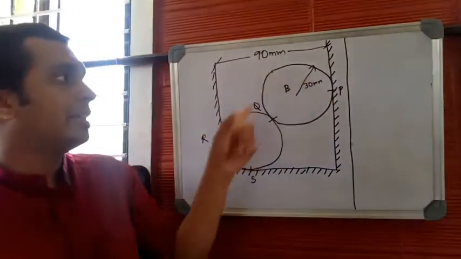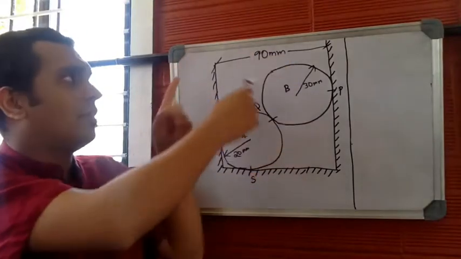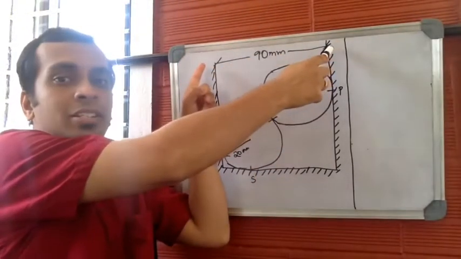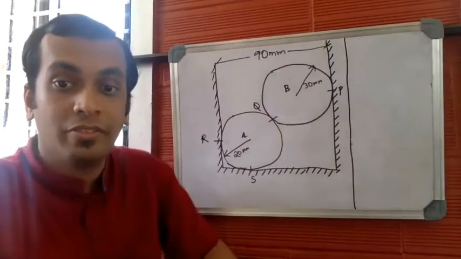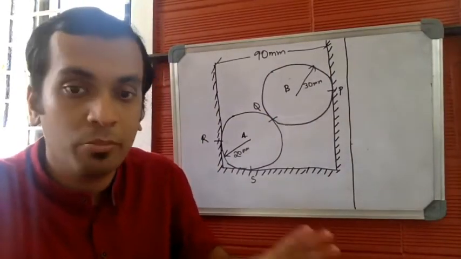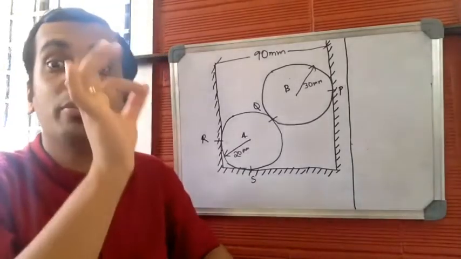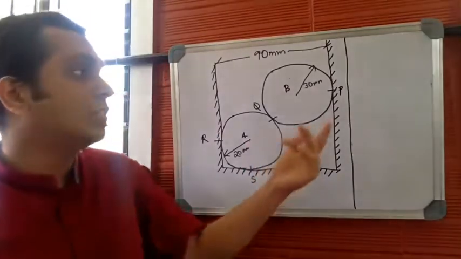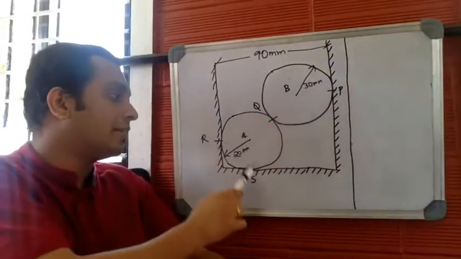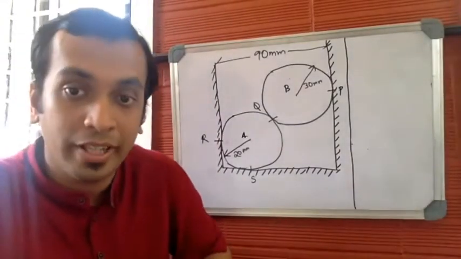These two non-identical spheres are being placed in a trough, and the total opening of the trough is given as 90 mm. So this is all about the problem, and you're supposed to find the reaction offered by the contact surfaces about all of these contact points P, Q, R, and S. This is what you're supposed to find.